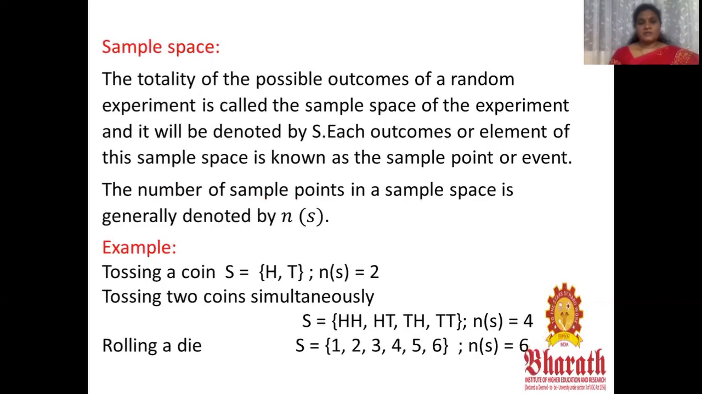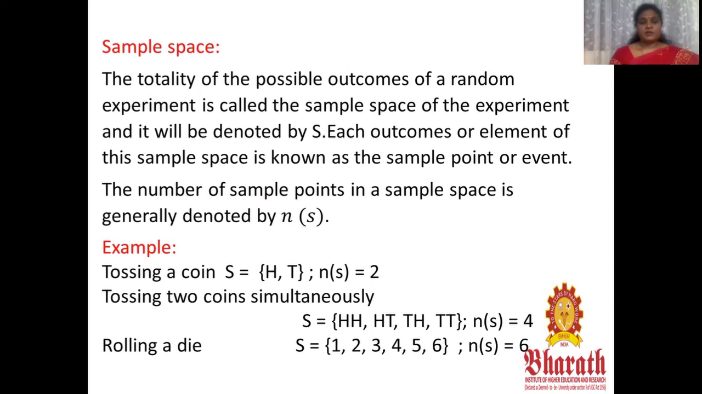What is the meaning of a sample space? The totality of the possible outcomes of a random experiment is called the sample space of the experiment, and it will be denoted by capital S. Each outcome or element of this sample space is known as a sample point or event. The number of sample points in a sample space is generally denoted by n(S).